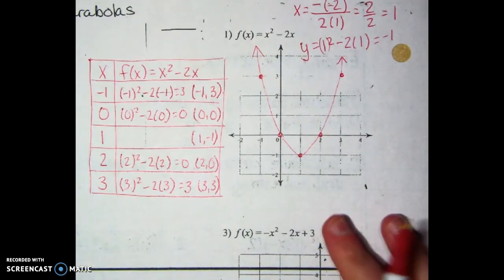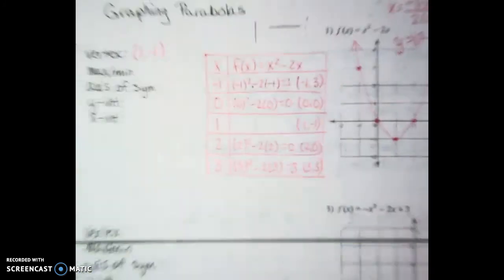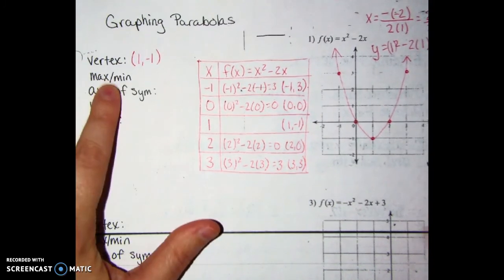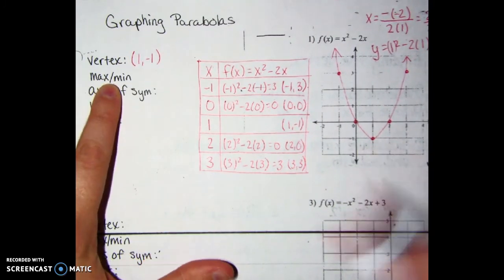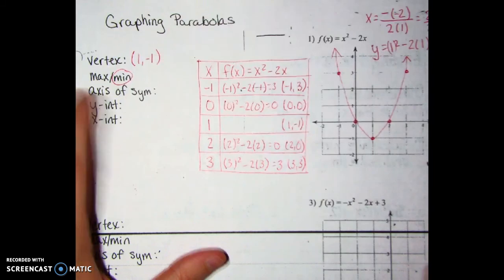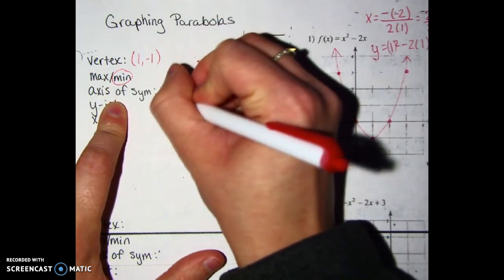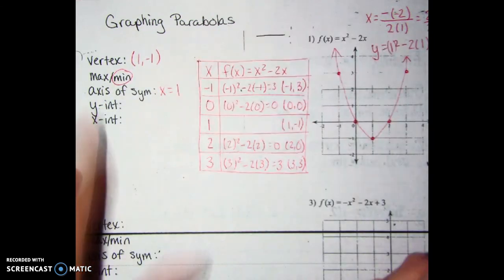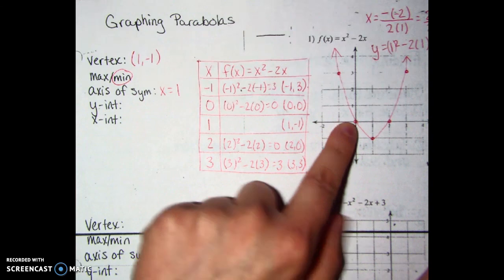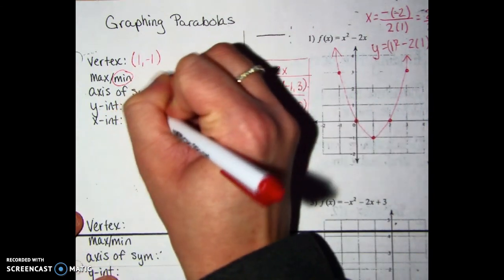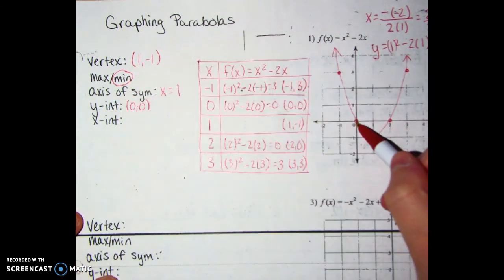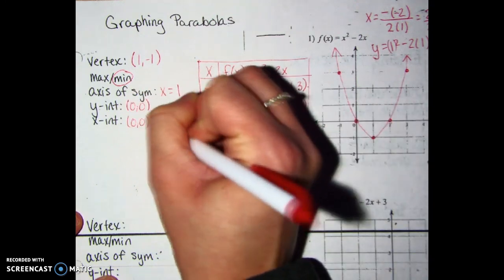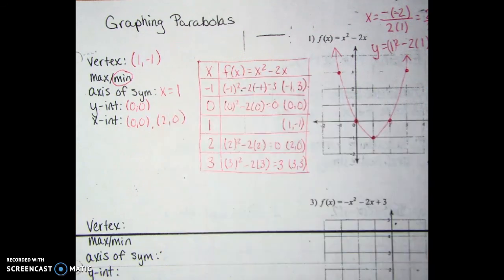You're not quite done yet because we need to get this information over here. This is what you did yesterday. So we know the vertex. This is a minimum because it's at the bottom. The axis of symmetry should start with x equals, and it's whatever this x is. So x equals 1. The y-intercept would be this one right here, so that's 0, 0. And the x-intercepts are right here, so 0, 0, and 2, 0. Now you're done.